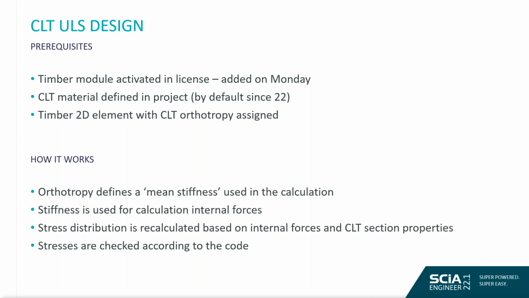How does it work? Well, we've already seen the way to define the autotropy, and this autotropy calculates a mean stiffness of your cross-laminated timber panel, and this mean stiffness is used in the calculation, and this calculation will return us the internal forces. Then these internal forces are given to the check, and the check will recalculate the stress distribution in the layers of the panel based on the internal forces and, of course, the properties of your CLT panel. And then finally, those stresses can be checked according to the code.